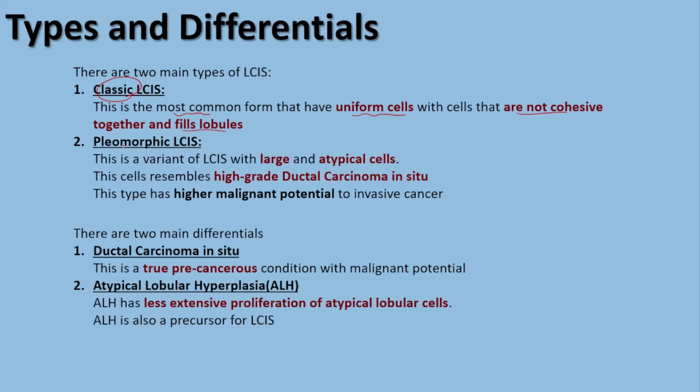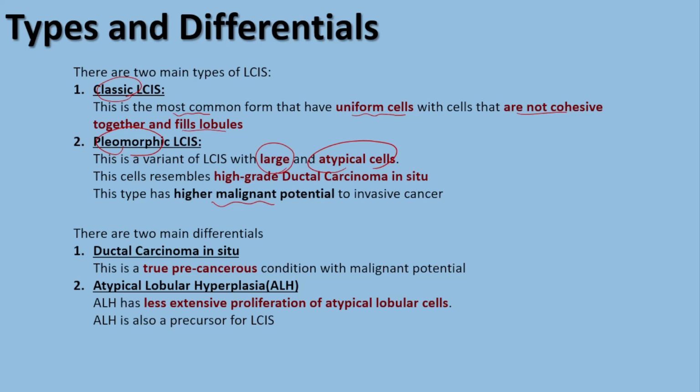Another type is pleomorphic lobular carcinoma in situ, and generally the cells in pleomorphic lobular carcinoma in situ are larger and atypical. These cells can resemble a high-grade ductal carcinoma in situ, and they have higher malignant potential.